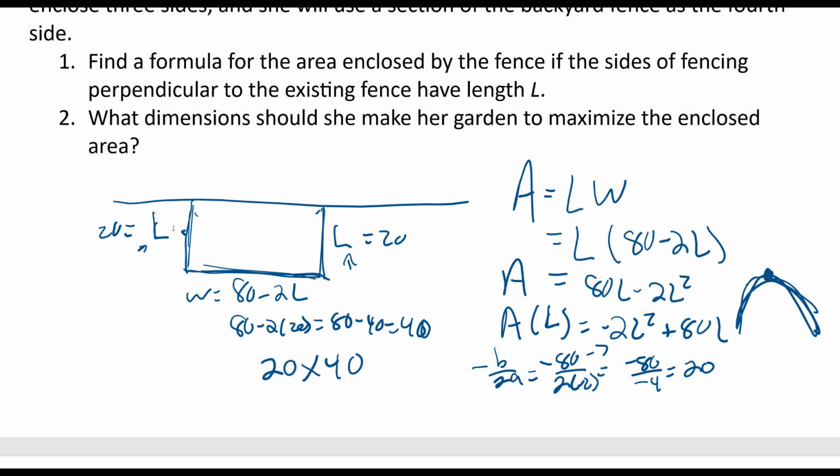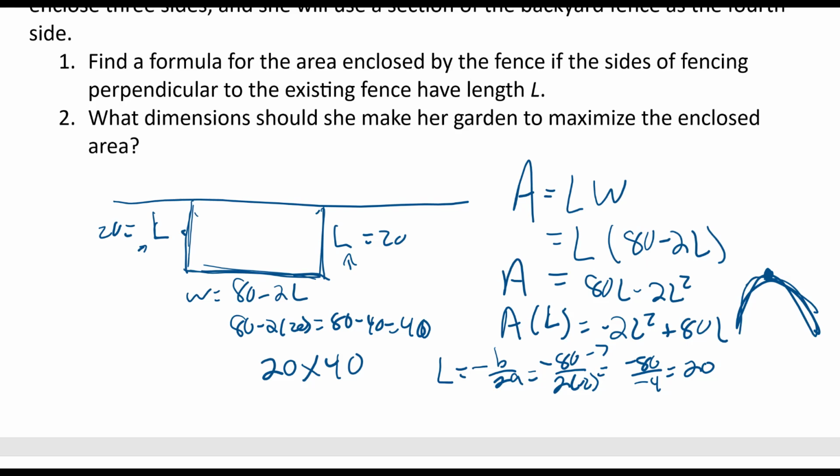So just to recap, they told us to call these sides L. I probably would have called them W, but L, L, and then this third side, which is the width, is going to be 80 minus 2L, because it's 80 feet minus the 2 sides here and here added together. And area is length times width, so it's length times that 80 minus 2L. And we can use the vertex at negative B over 2A to find the length. I'm going to say here L equals, and then we can plug that back in.